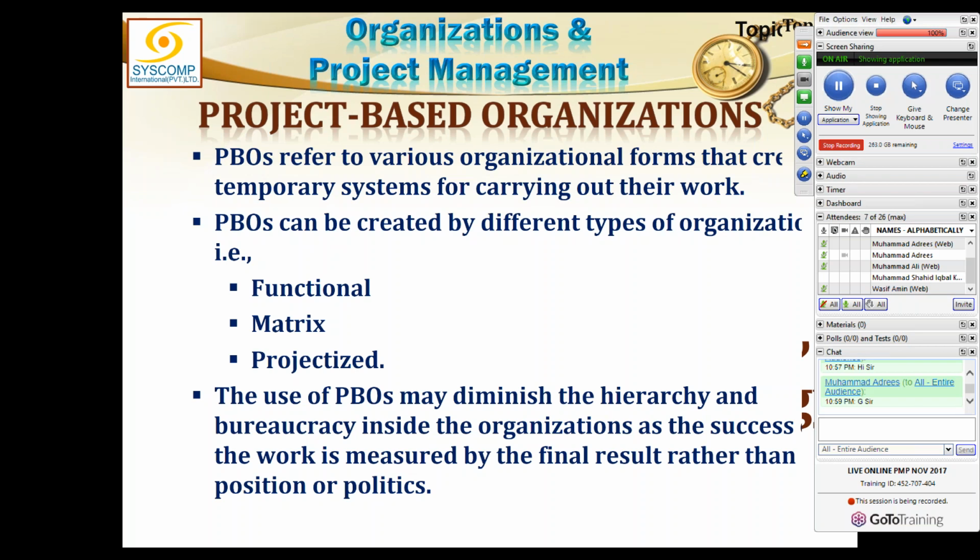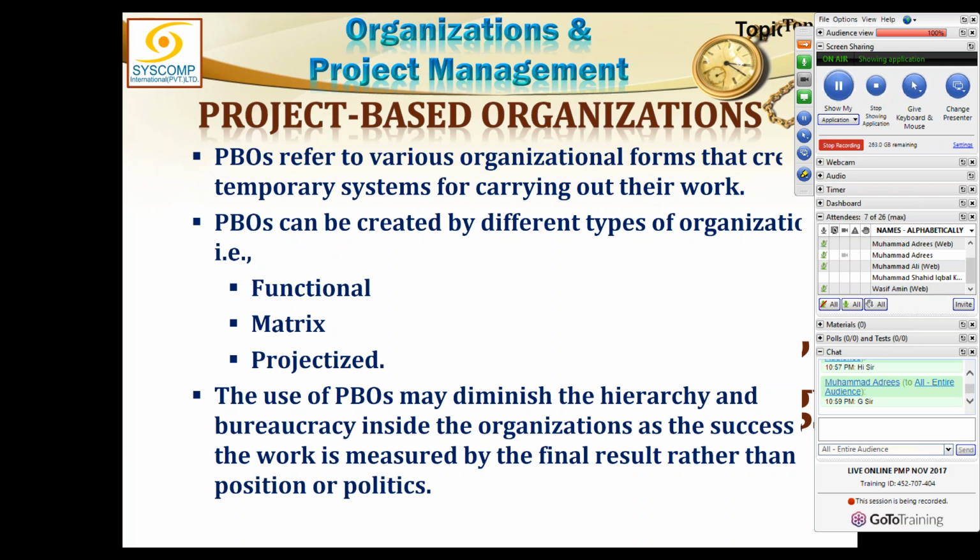And a PBO could be, as I said, 2 or 3 people working towards an objective, and they have been segregated from their functional duties, no matter what kind of organization structure they are existing in, but they have been separated from that structure and they have been assigned that job. Or it could even be a larger structure.